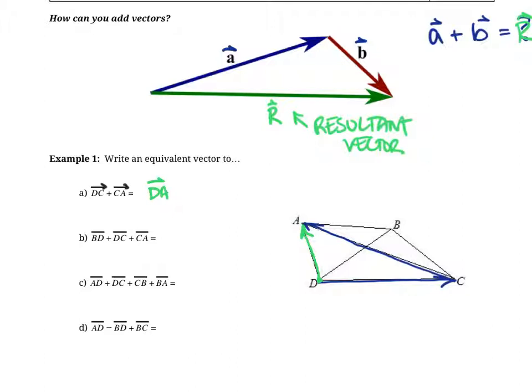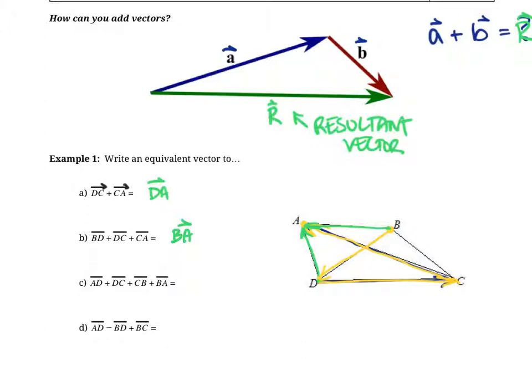Okay, next one. Do it in another color. BD, so BD comes down like this, plus DC, DC goes like this, plus CA, CA goes like this. So again, we started our path here at B, and we're finishing our path here at A. So what's the answer to this? Well, it goes from start to finish, it's just BA, right? Because it goes from B to A. That's the answer. Let's keep going.